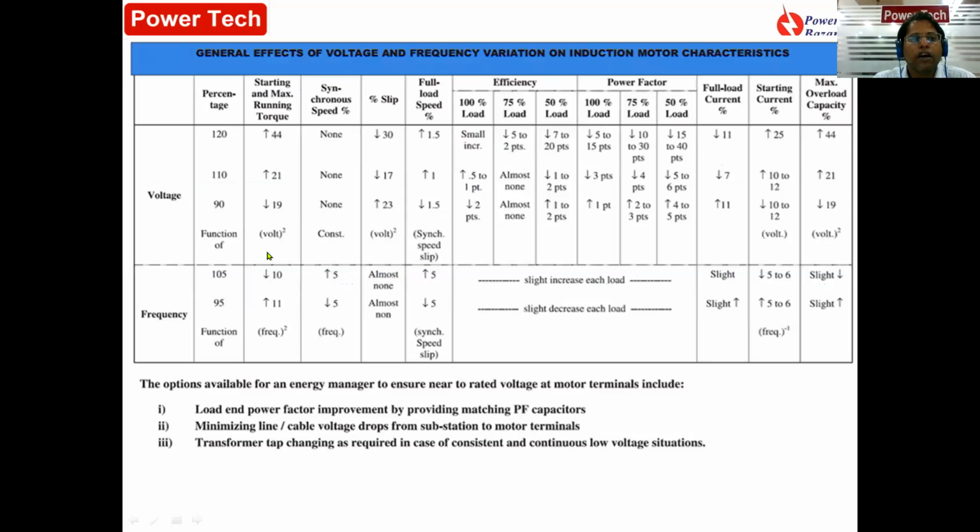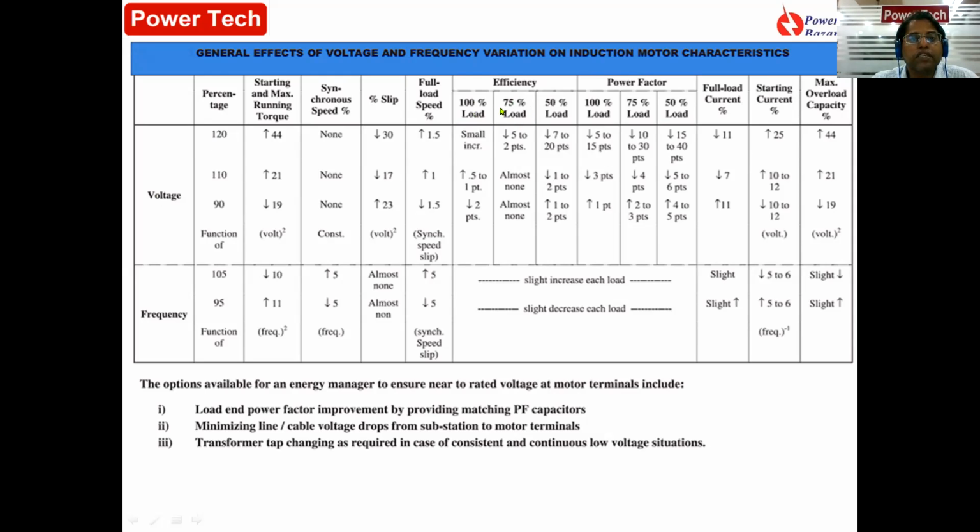Now, this is a table which shows that if the voltage increases, what will be the effect on starting and maximum torque, synchronous speed, slip, full load speed, and what will be its effect on efficiency, power factor, full load current, starting current, and maximum overload capacity. That means if I increase or reduce the voltage, what will be its impact? So you need to just go through it. You can understand how the voltage varies, then how the efficiency varies. Now coming here, if voltage increases, at 100% load, you don't have any significant increment in efficiency.